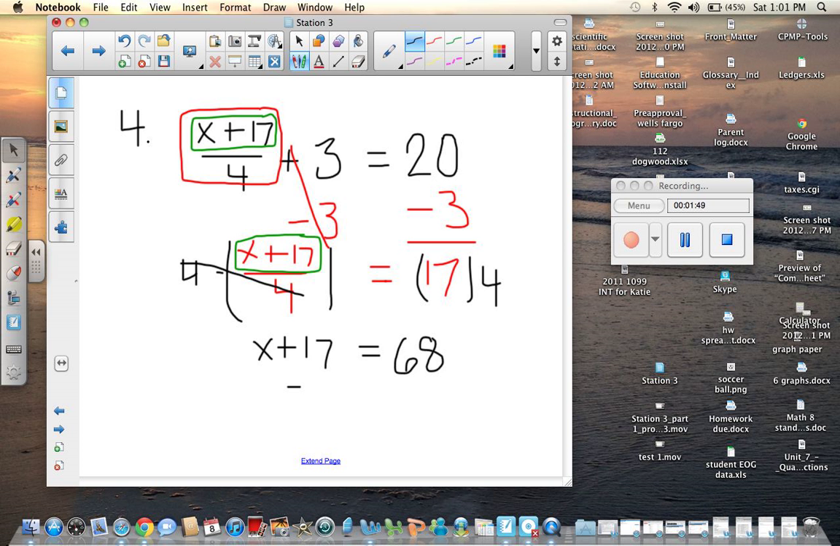And then the final step here is to subtract the 17 from each side. So we're using inverse operations to get the x alone. So we get x equals, and then we take 68 and we subtract 17, and we're left with 51. And that's your answer, 51. Let's go ahead and move on to problem 5.